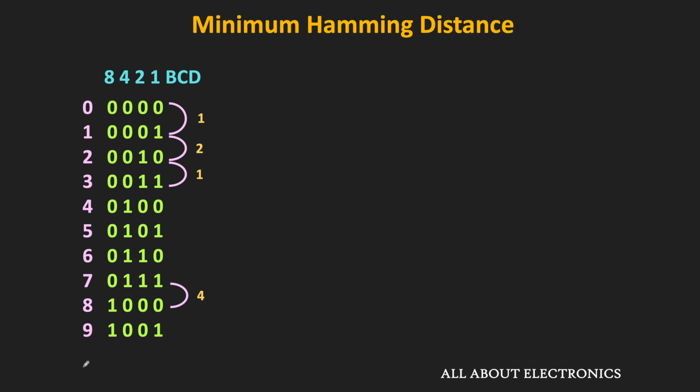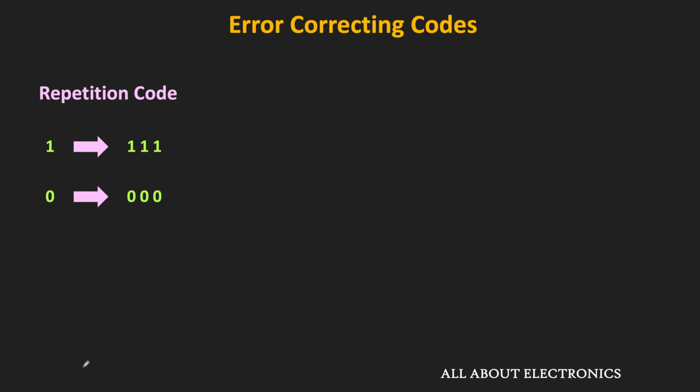That means by error, if there is a change in even one bit, it will lead us to the next valid code word. On the other hand, in case of this repetition code, the minimum Hamming distance is equal to 3. That means unless all 3 bits get flipped, we will not reach the next valid code. So in short, for a particular encoding scheme, the minimum Hamming distance tells us how many bit flips will lead us to the next valid code.